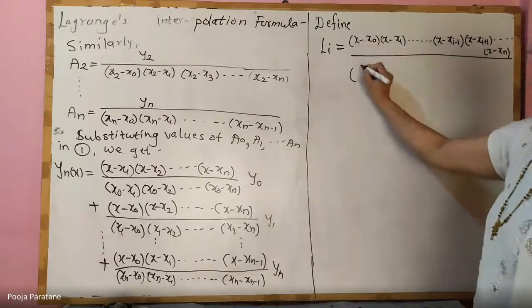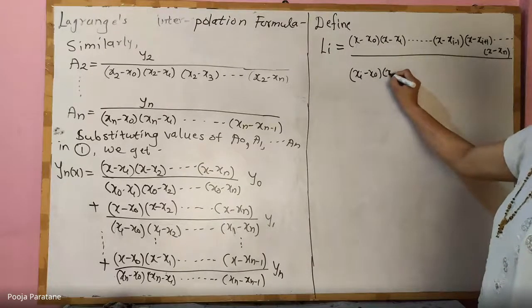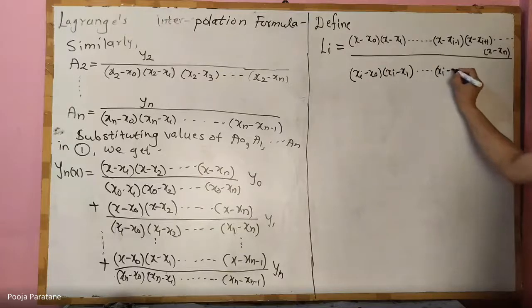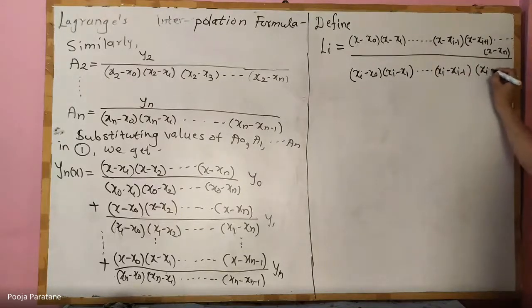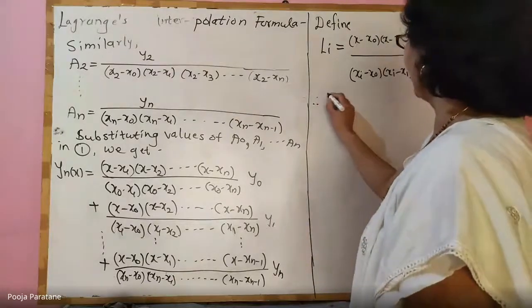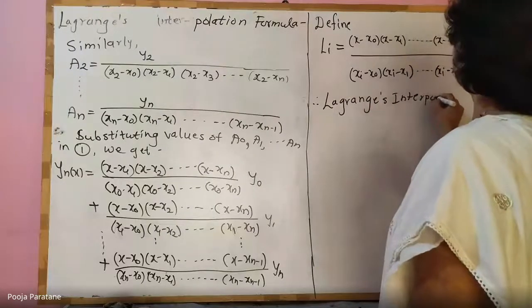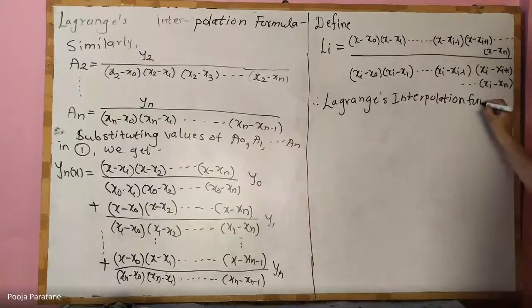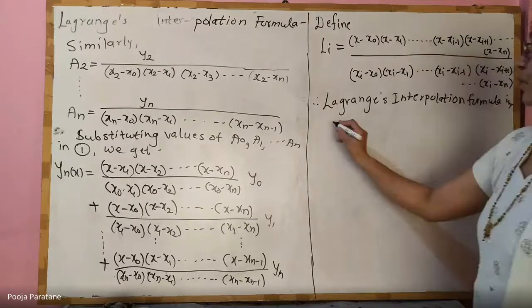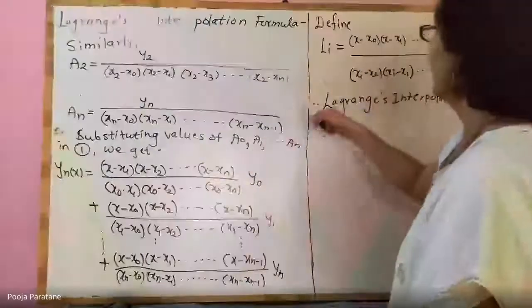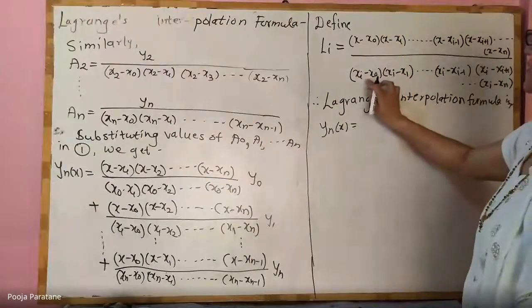So now I will put x equal to xi. Here this is xi minus x0 and this is xi minus x1, then xi minus x(i minus 1), xi minus x(i plus 1) up to xi minus xn. And then we can rewrite this formula. So therefore, Lagrange's interpolation formula is, up to yn. Now this term is related to x0, so I will write here L0, so that I should get here x0. Right?